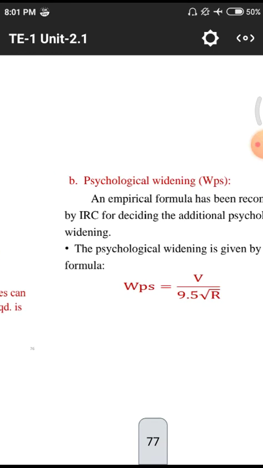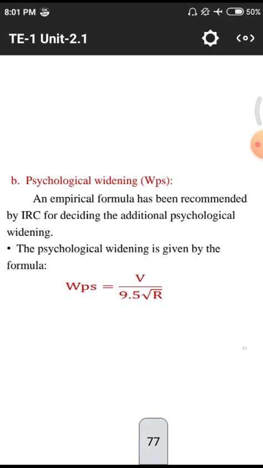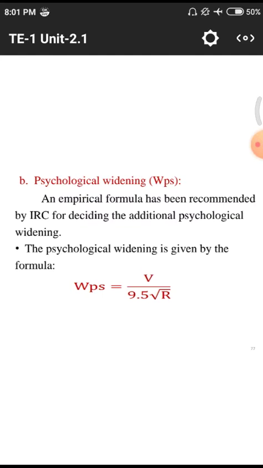After that, we have physiological widening. This physiological widening has been given by IRC, depending upon the velocity of the vehicle. The formula is WPS, widening due to physiological services, equals V by 9.5 root R, where R is the radius of the curve and V is the velocity on that particular route.